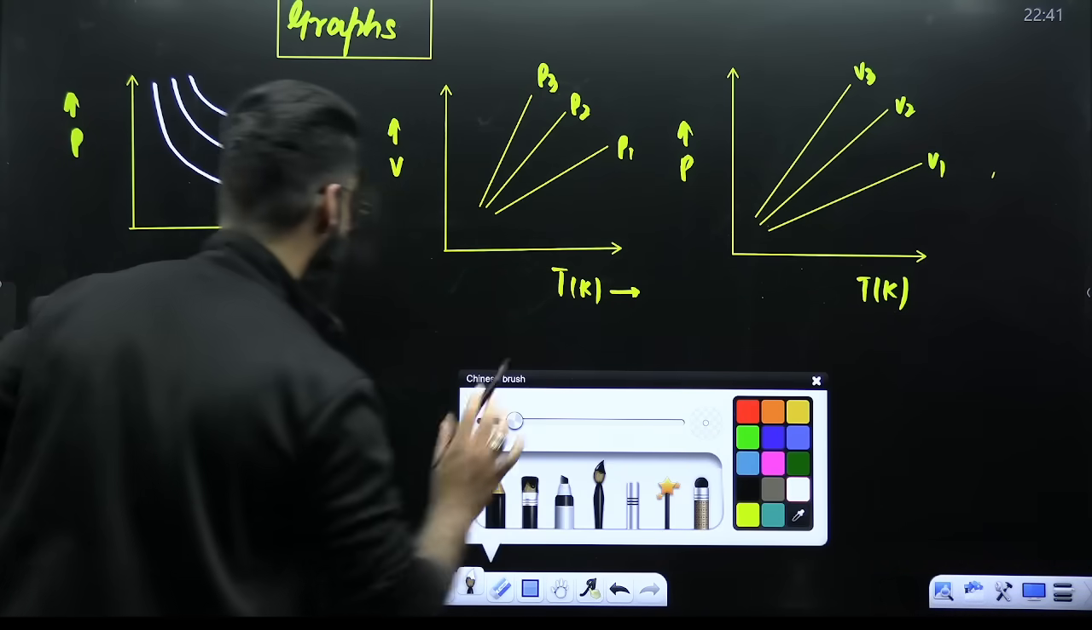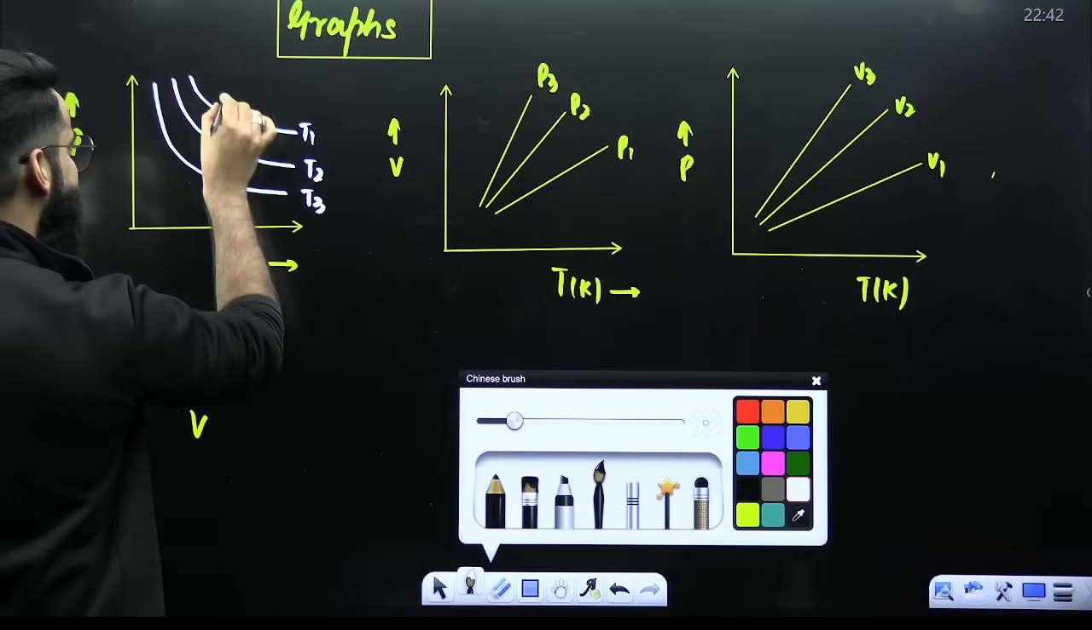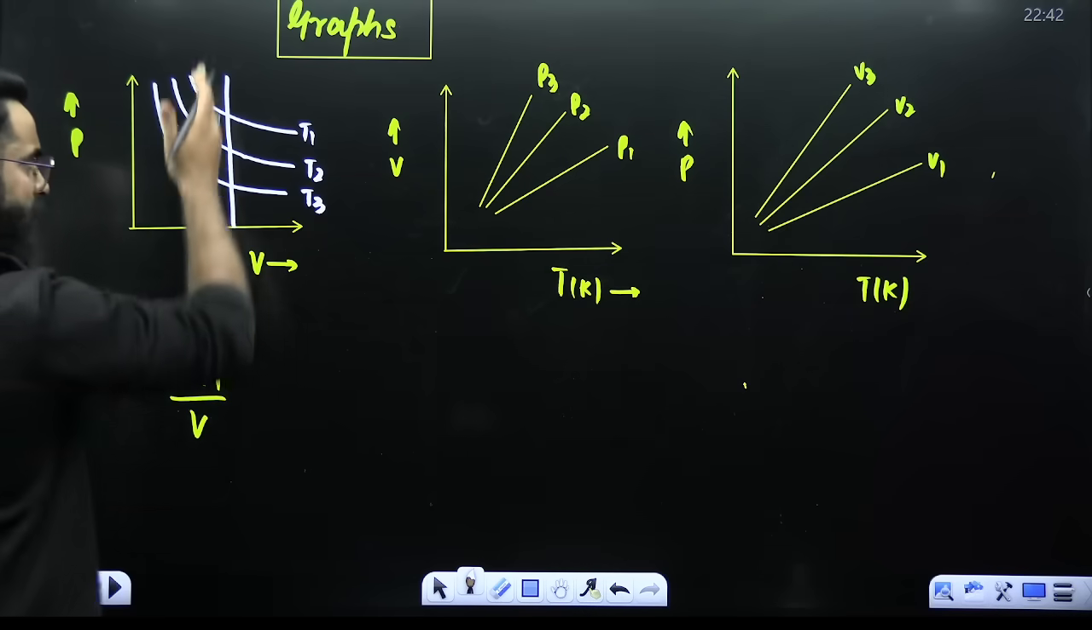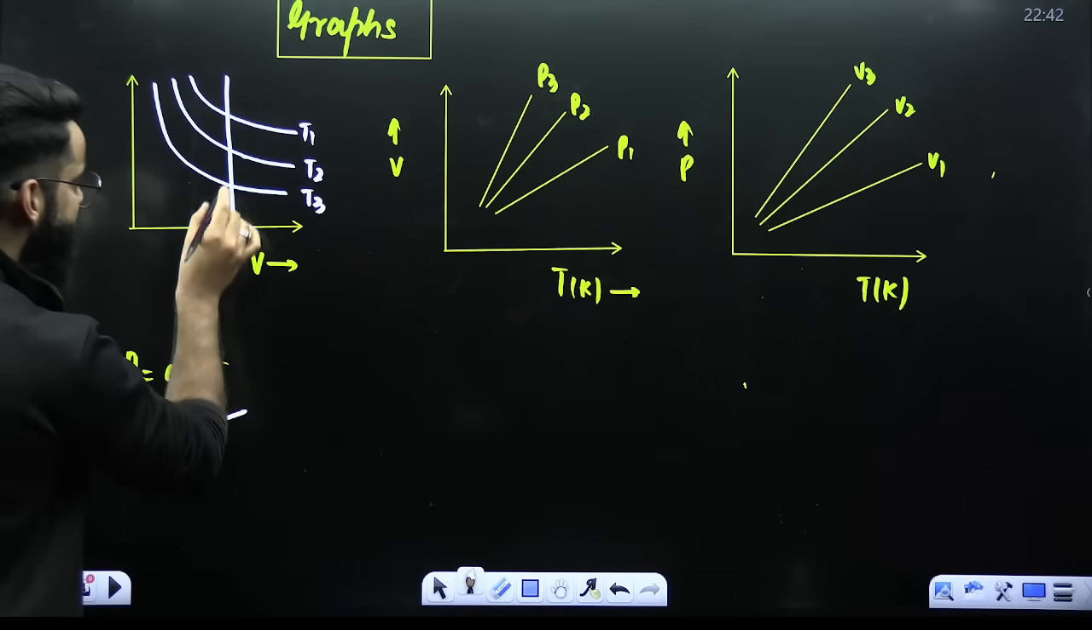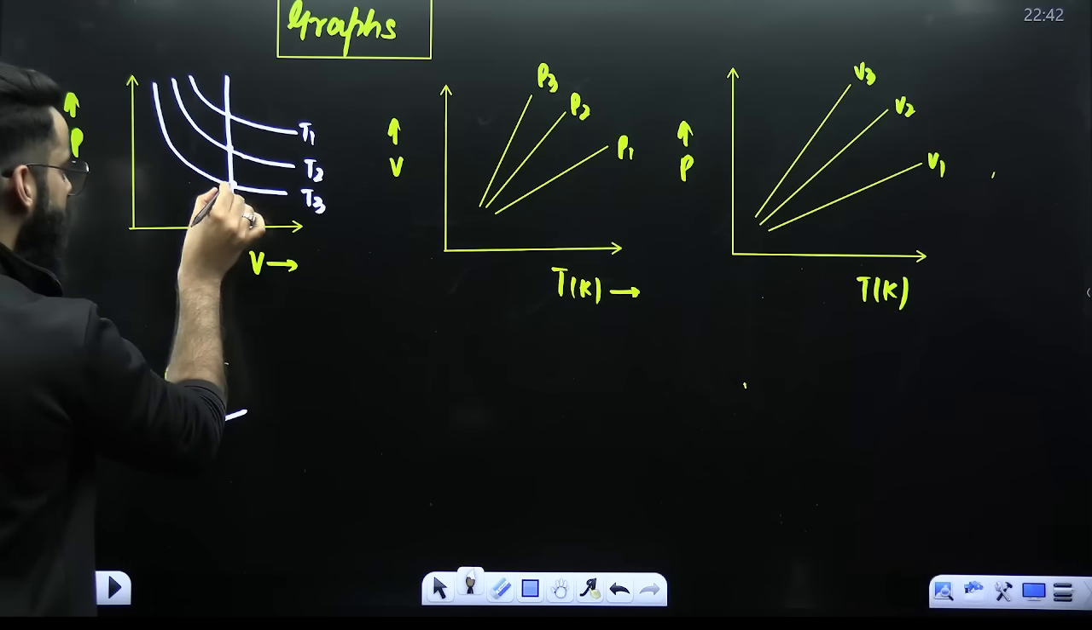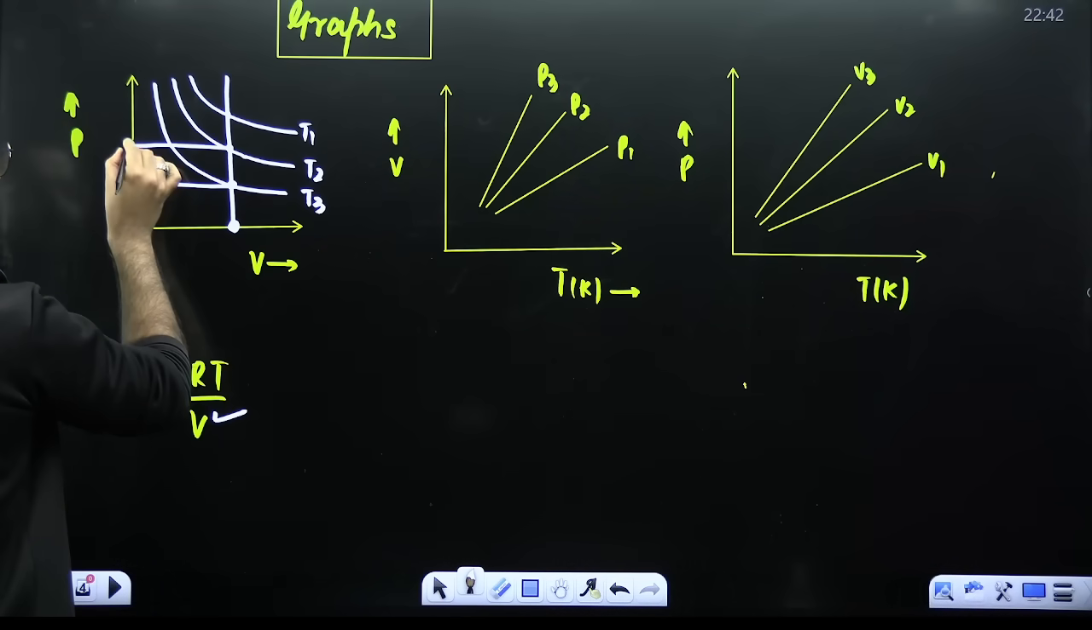Now, understand what I'll be doing. First of all, I'll be drawing a straight line, okay? After drawing a straight line, I'm keeping basically volume constant, okay? After drawing a straight line, get the value of these pressures over here.